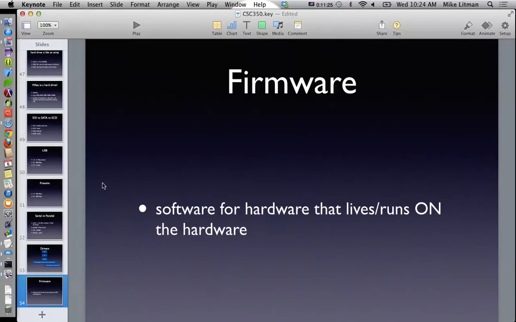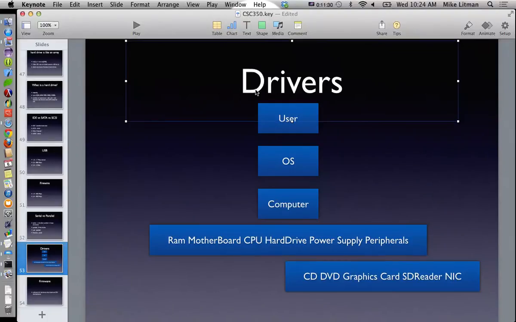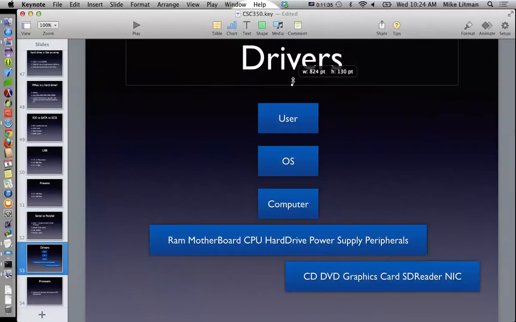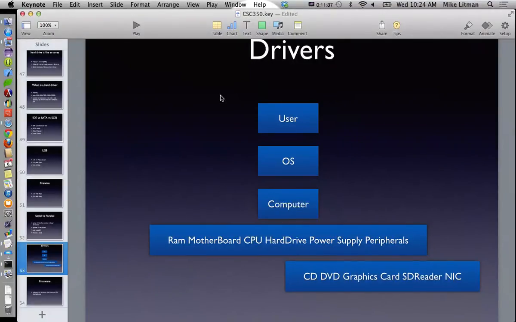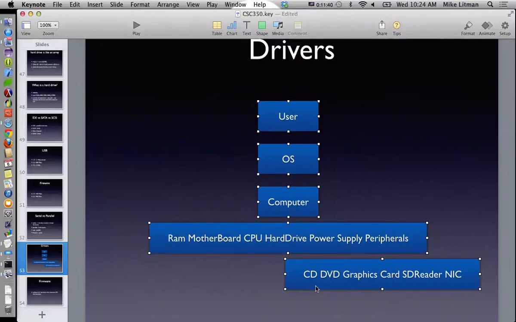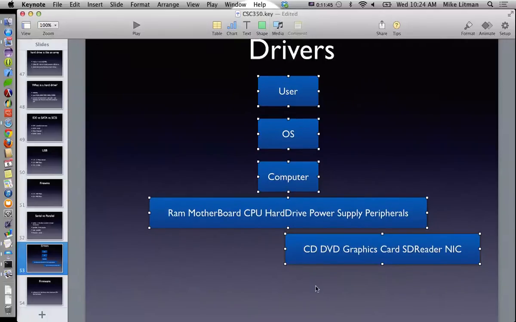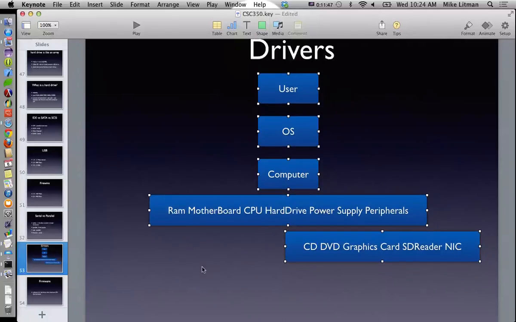Ugh. All right, so firmware is software for hardware. So let's get back to my lovely picture here. So what are drivers in this picture? Well, let's start with this. Is a driver software or is it hardware? Software. Okay. Operating system, software or hardware? Software. What's the difference between a driver and an operating system?